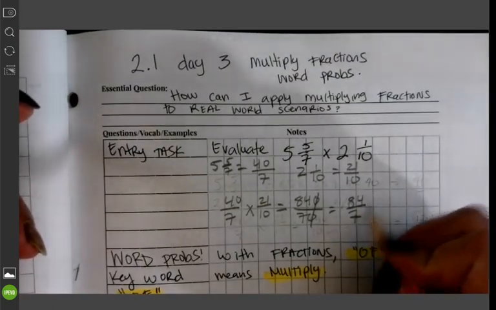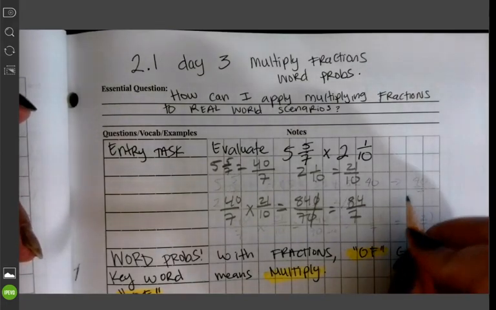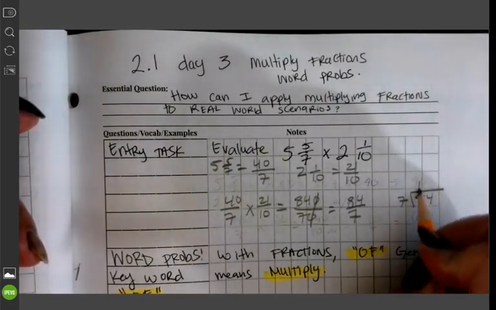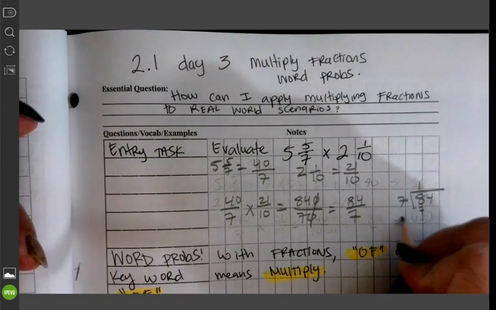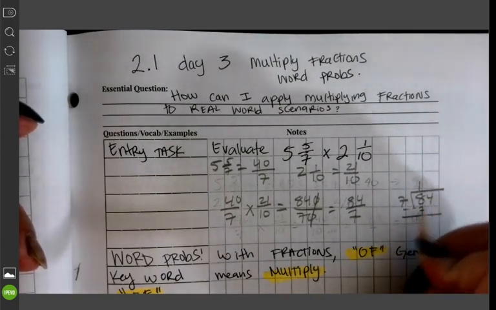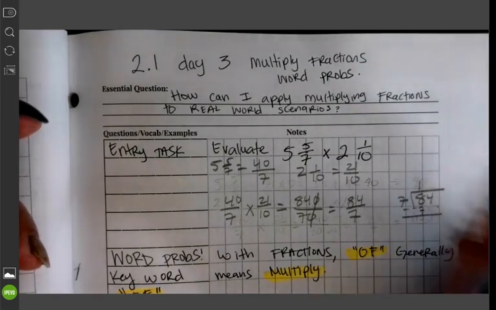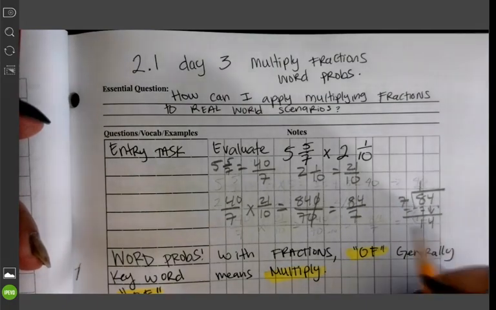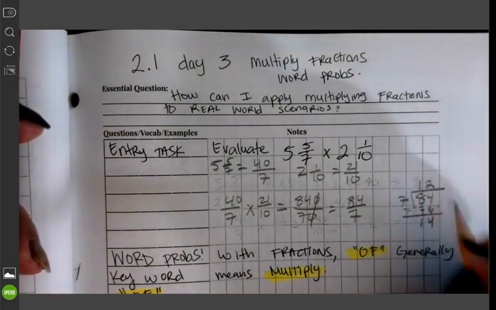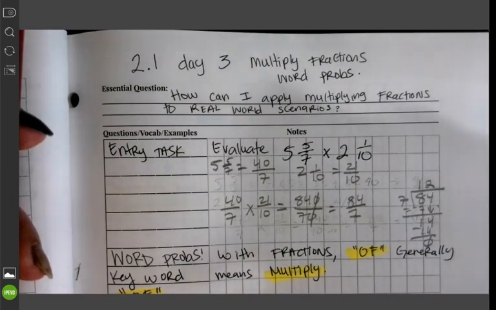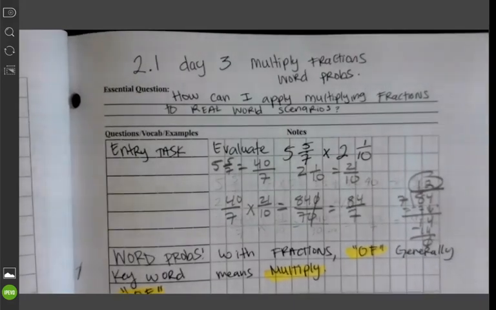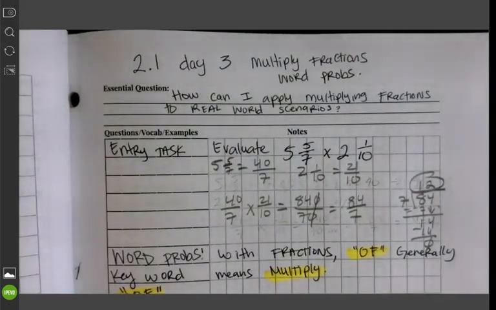If you did 84 over 7, we could also do it by long division. So 84 over 7. 7 goes into 8 1 times. 7 times 1 is 7. 8 minus 7 is 1. Then you have to drop the 4. 7 goes into 14 2 times. 7 times 2 is 14. No remainder. So our answer is 12. Okay. If that was confusing, rewatch the video about it.